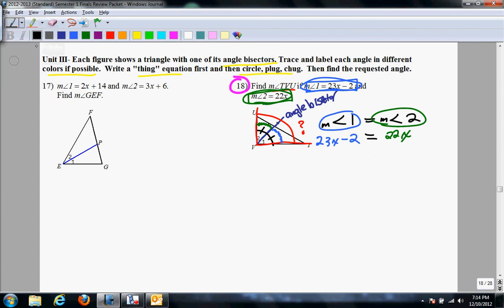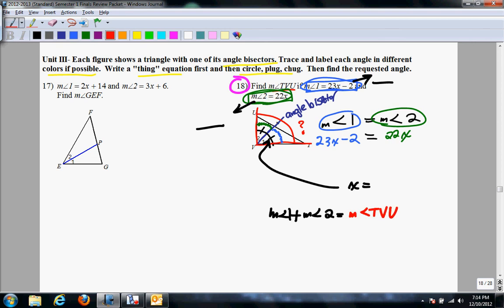Now you're going to solve for x. Once you solve for x, you're going to plug it into that equation and get angle 1. And then once you have angle 1, get angle 2. And then remember that the measure of angle 1 plus the measure of angle 2 equals our target equation, which is the measure of angle TVU. So first, you do the basic algebra and solve for x here.